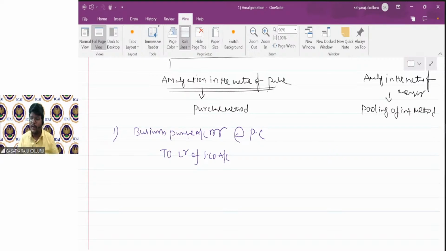So no doubt about it, whenever they are asking any problem in amalgamation, you should go to the working note. First, you should work out the PC. That's the reason I told you, if you commit any mistake in the PC, the entire problem will go in a different direction.